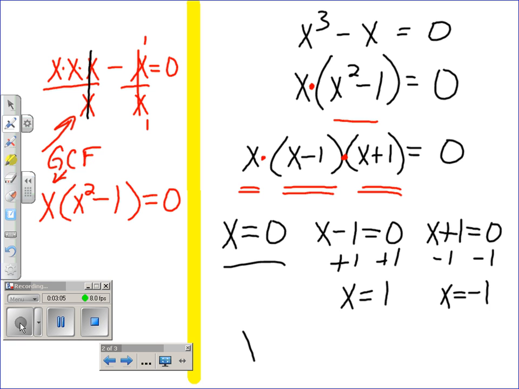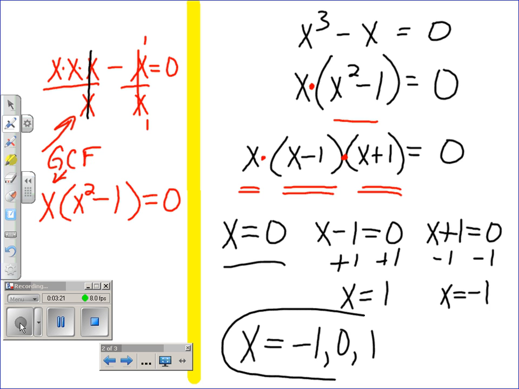The best way that I can think of to write the answer is, we could write x equals 0, comma 1, comma negative 1, but that's kind of like using bad grammar. Better grammar is going from low number to high number. So I'm going to write negative 1, comma 0, comma 1. That's how the book does it, from low number to high number.